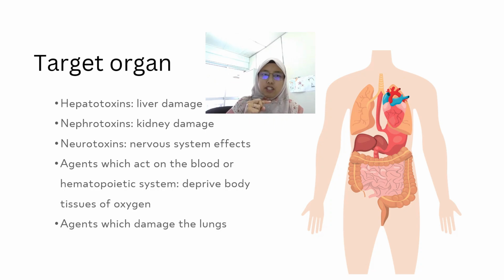Here are some of our target organs that can be affected by the chemical hazard itself. The first is hepatotoxins, liver damage. Then we've got nephrotoxins, kidney damage; neurotoxins, a nervous system effect; agents which act on the blood or hematopoietic system; agents that deprive body tissues of oxygen; and agents which damage the lungs.